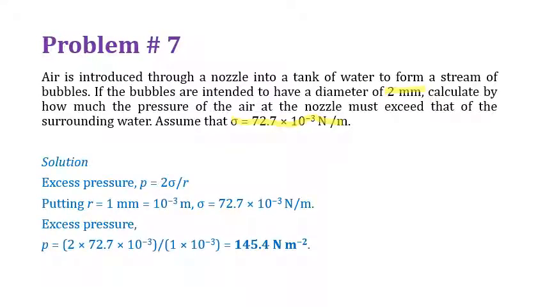So this excess pressure is given by 2 sigma over R or 4 sigma over D, which is for a liquid droplet. As the diameter is 2 mm, the radius is 1 mm. So substitute the value of surface tension in the above equation and you get this pressure in Newton per meter square, which is pascals.